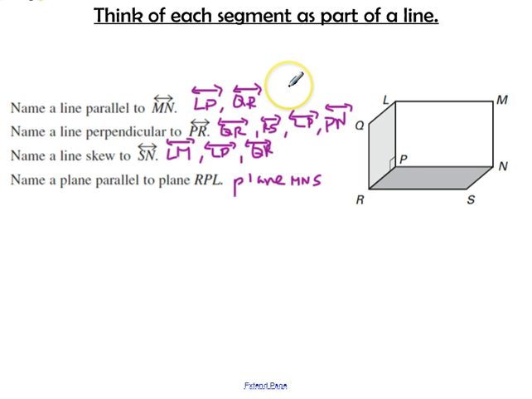For the first one, you could have had line LP or line QR is parallel to line MN. For the second one, line QR, line RS, line LP, and line PN are perpendicular to line PR. For the third one, line LM, LP, or line QR is skew to line SN. And for the last one, plane MNS is parallel to plane RPL.